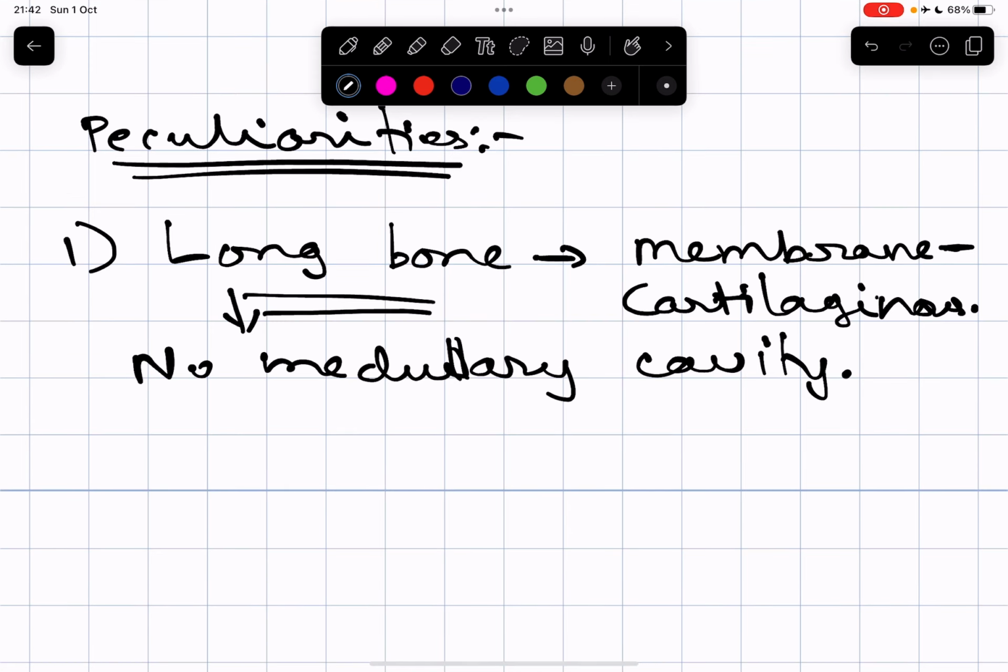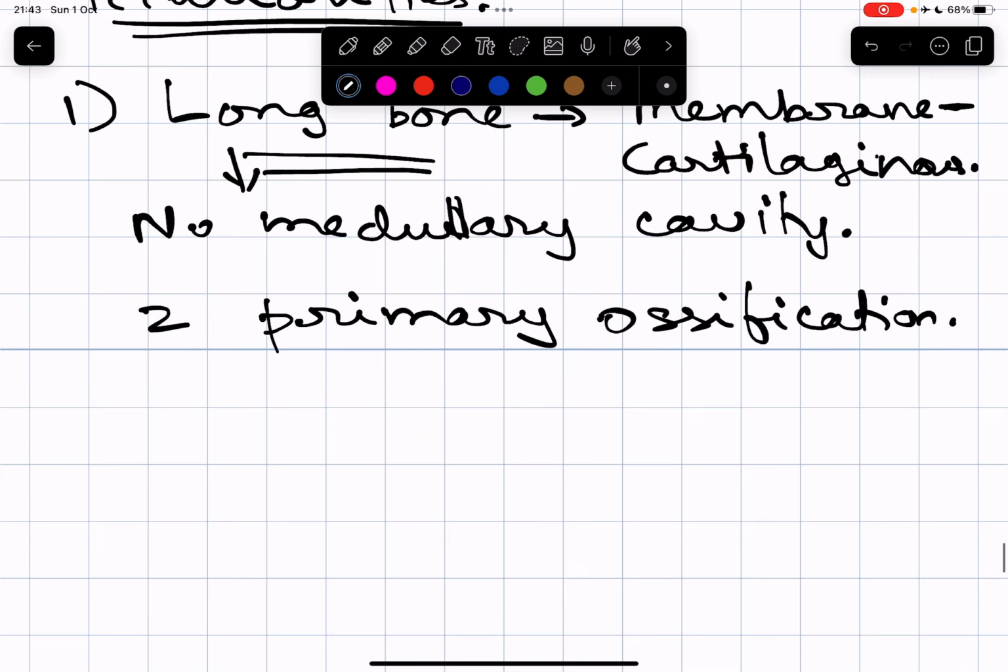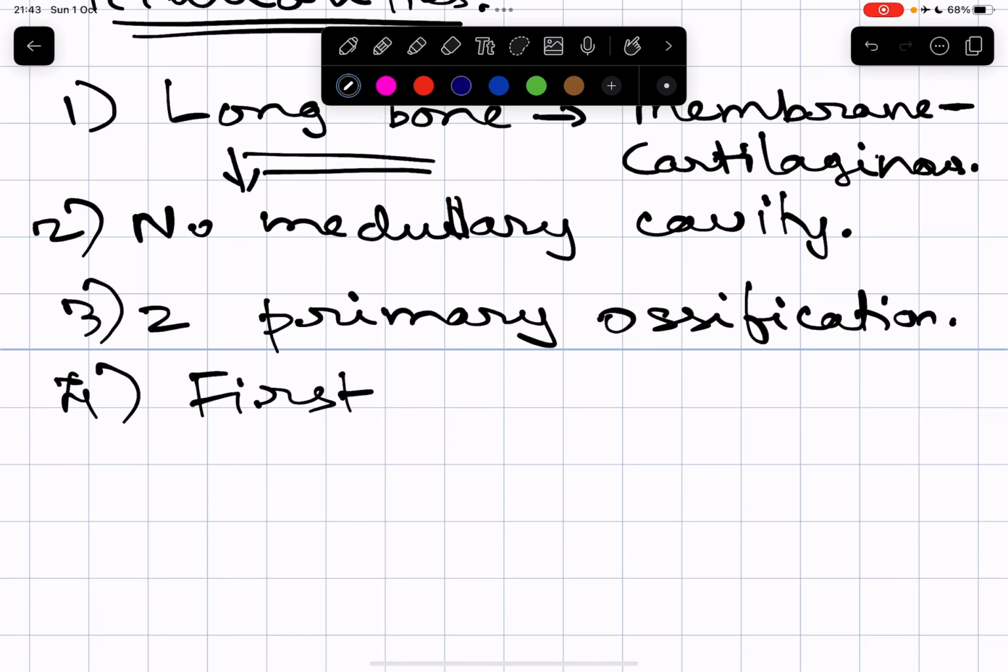Also, being a long bone, the clavicle has two primary ossification centers. So how many ossification centers are found in long bones? Long bones have only one primary ossification center, except for the clavicle. So it's a peculiarity of the clavicle that being a long bone, it has two primary ossification centers. And the clavicle is the first bone to start ossification.